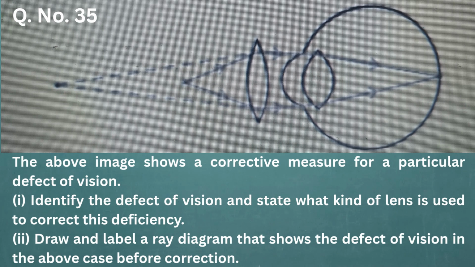So here we have 2 points. Initially they are shown by the dotted rays, and finally the point second where from the rays are actually originating, and after refraction through a convex lens, and then the eye lens, it is converged at the retina.